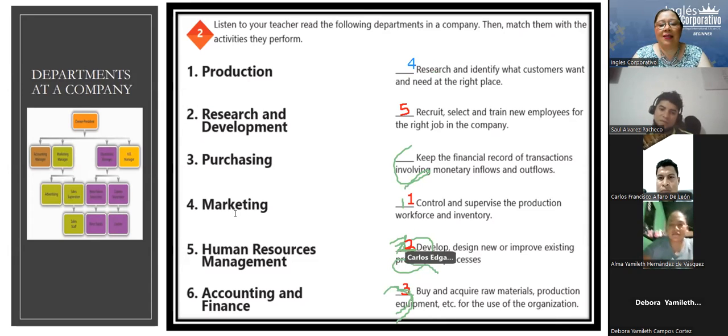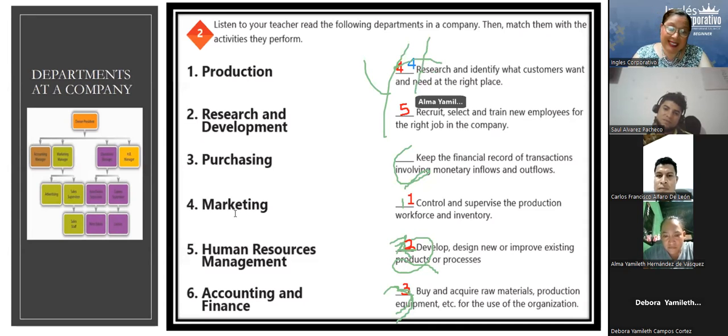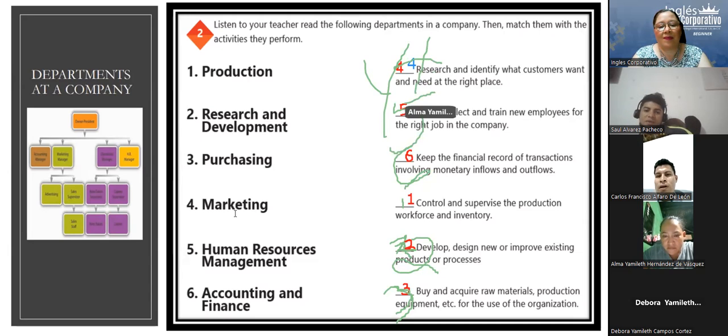Okay, marketing. Research and identify what customers want, right? And need at the right place. That's marketing. Okay, number five, human resources management. Recruit, select, and train new employees for the right job. For the right job in the company. Employees. Okay, and number six, accounting and finance.